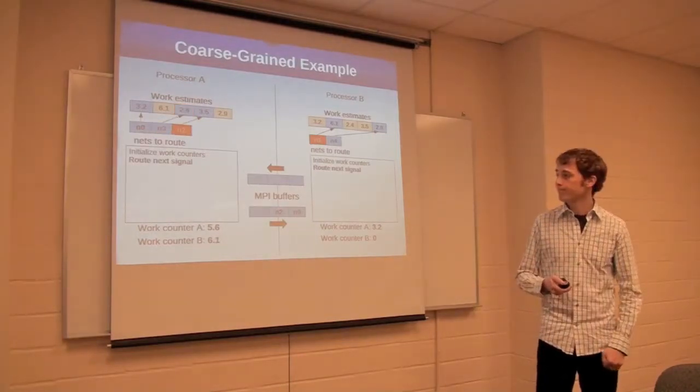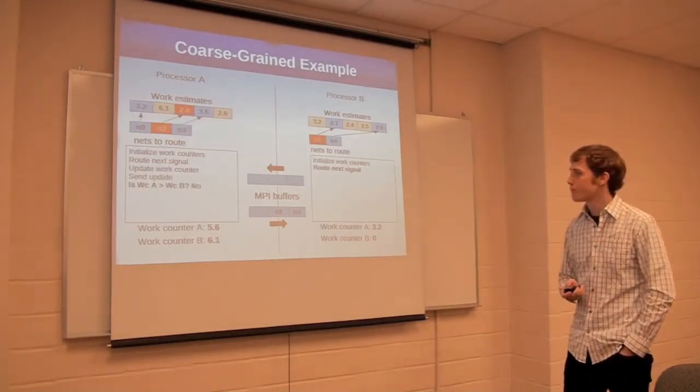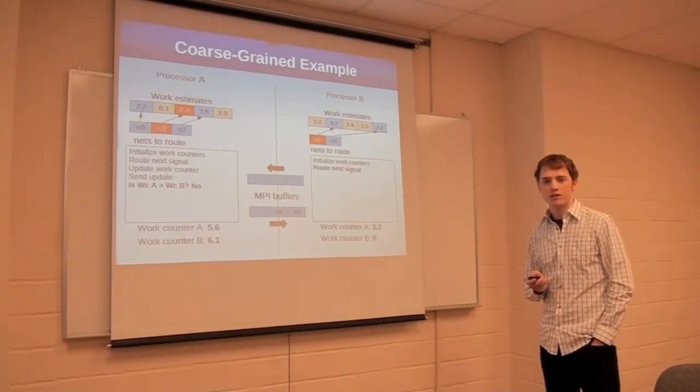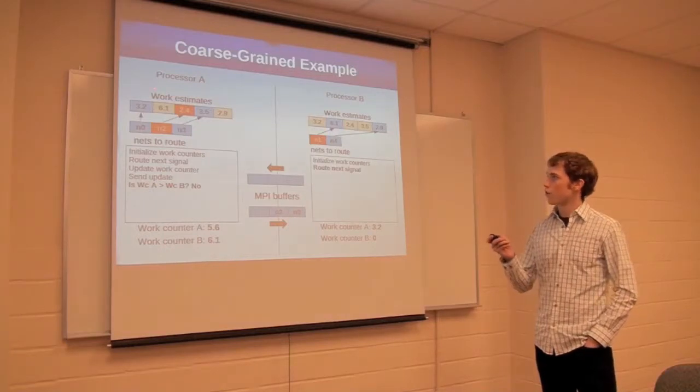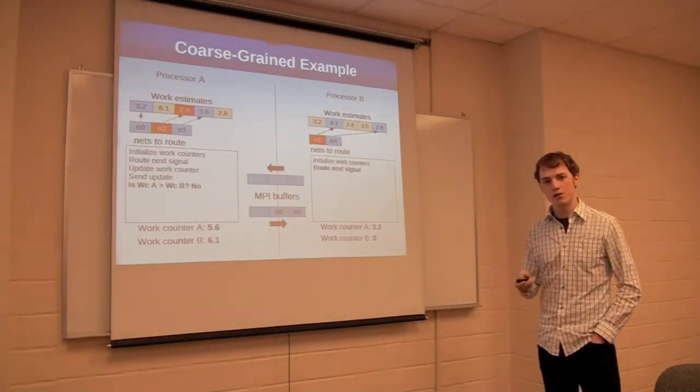Question? Yeah. So processor B is doing its work before it knows what the result of processor A's first route is, is that right? Yeah. So these work estimates are estimates that we've taken from the previous iteration.